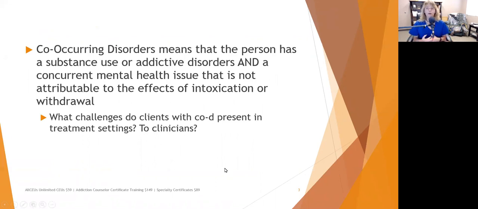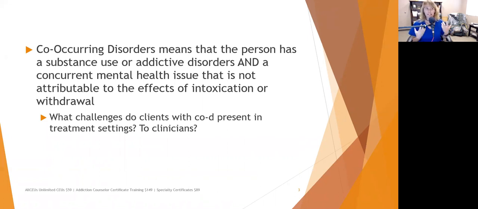Co-occurring disorders means that a person has a substance use disorder or an addictive disorder and a concurrent mental health issue that is not attributable to the effects of intoxication or withdrawal. So, if somebody is withdrawing from, for example, benzodiazepines, your anti-anxiety medications, they are probably going to experience a lot of anxiety when they're coming off of that stuff. That doesn't mean they have anxiety and benzodiazepine addiction. That means that's a side effect of the withdrawal.